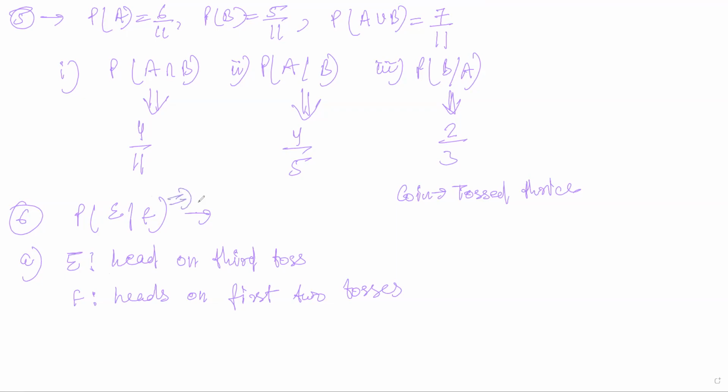According to this expression, can you tell me what is the event that has already happened in the case A? Is it head on third toss or is it heads on first 2 tosses? What is the event that has happened? Head on third toss. Okay, this has already happened.